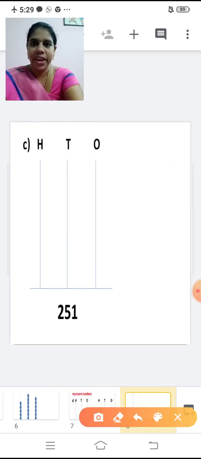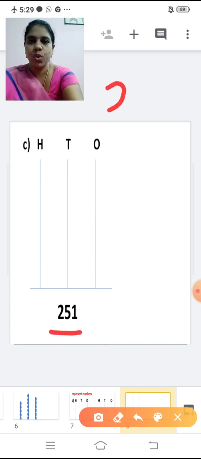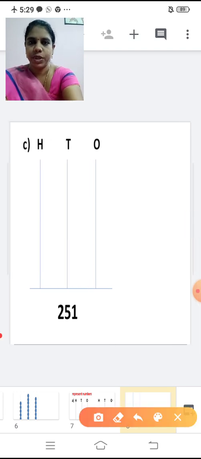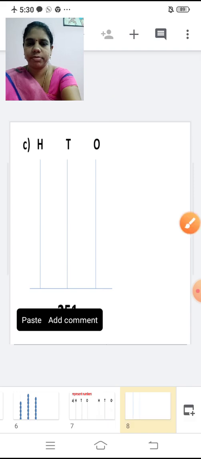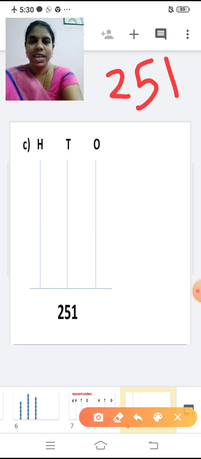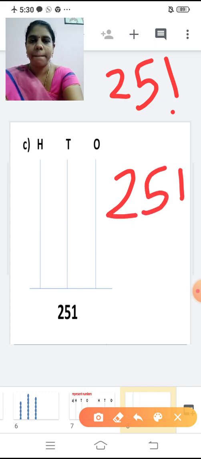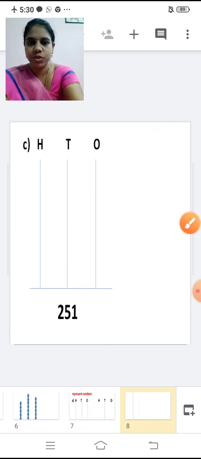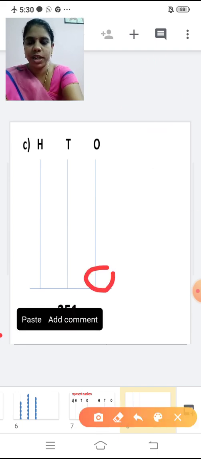Yes. So the next HTO number is 2, 5, 1. Shall we draw? Yes. Tell me, children, what number is there in the ones, tens, hundreds? What number is there in the ones place? 1. So how many beads do you have to draw? 1 bead. So draw 1 bead in the ones place.